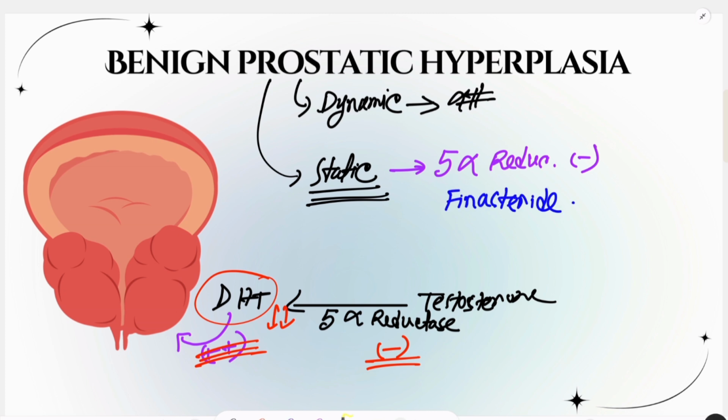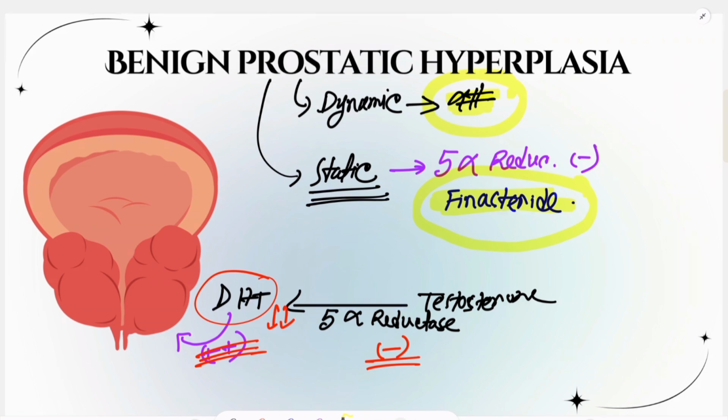So for the complete treatment of benign prostatic hyperplasia, we will use an alpha blocker such as the -osin group of drugs and the 5-alpha reductase inhibitor finasteride. Remember, the alpha blocker will only provide symptomatic relief, whereas finasteride will reverse the enlargement of the prostate, and the treatment with finasteride should be continued even for 4, 5 or 6 months.